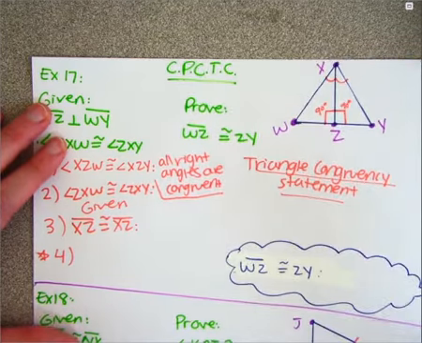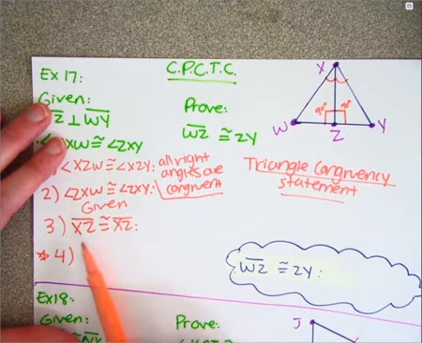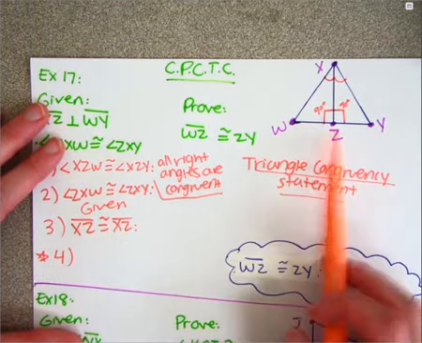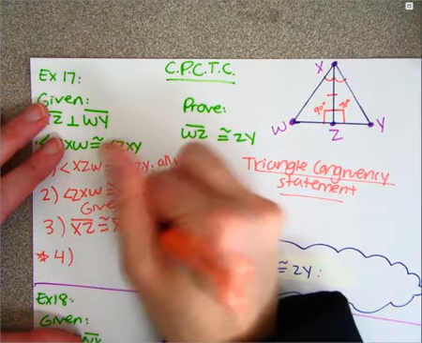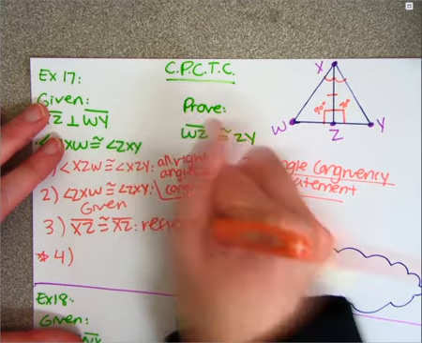And what is the reason for saying that 2 things are congruent to itself, or if we have a shared side? It would be the reflexive property. Nice job, you guys. So reflexive property.